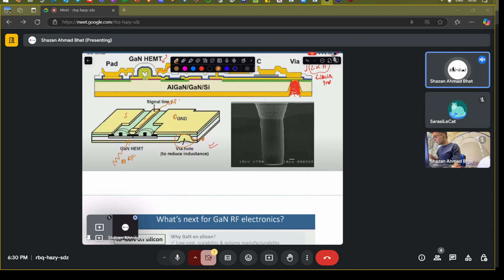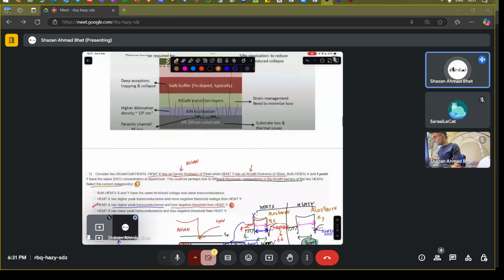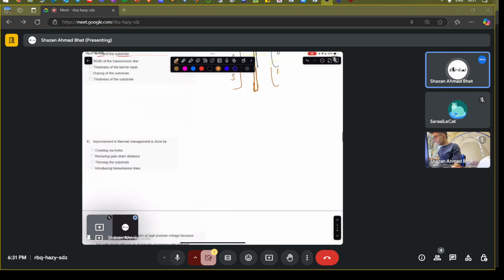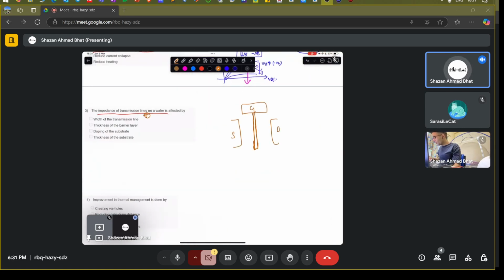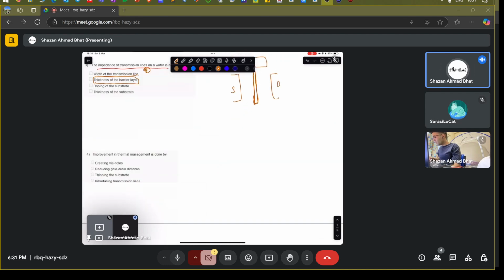So that is basically the concept of the transmission line. You have an input port, you have an output port, and you have incoming waves and outgoing waves. This is RF in, this is RF out. So it has naturally certain impedance. This particular circuit has certain impedance. And now what does that impedance depend upon? That is what the question is asking. So this impedance basically depends upon the width of the transmission line, and it depends upon the thickness of the barrier layer. Why do these two important things matter?